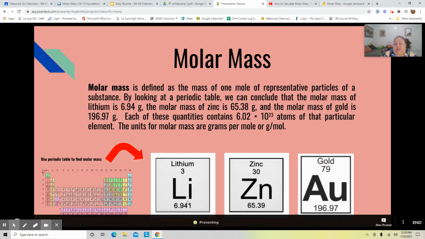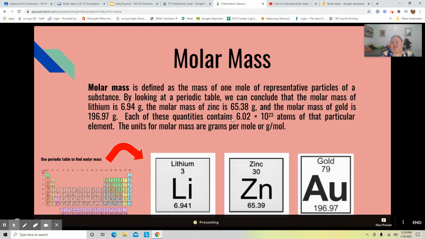Make sure you round correctly. Since this 1 is smaller than 5, we keep 94. If it would have been 945, it would have rounded up to 0.95. But in this case, we don't round up because this number, the third decimal, is less than 5. For zinc, our molar mass would be 65.39. And the molar mass of gold, 196.97 grams. Don't forget the units, guys.